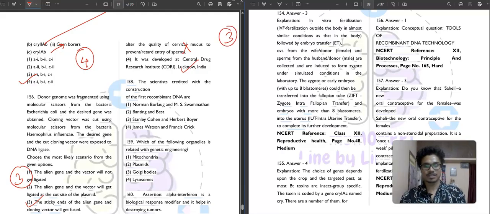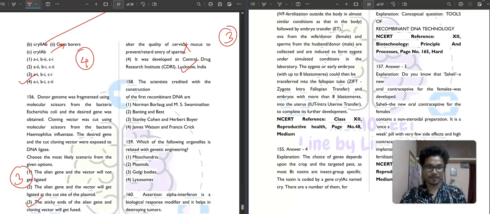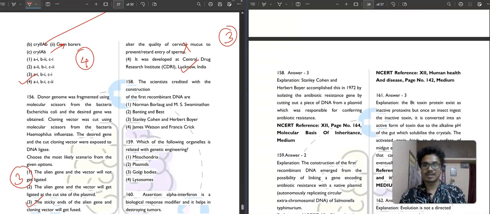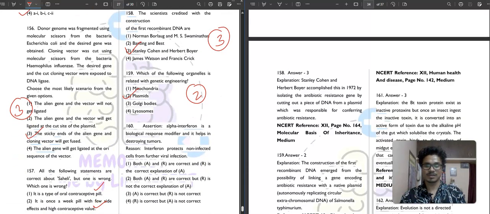Moving to the next question, that is question number 158. It is saying that the scientists credited with the construction of the first recombinant DNA are Norman Borlaug and M. S. Swaminathan, Banting and Best, Stanley Cohen and Herbert Boyer, and then James Watson and Francis Crick. So that is Stanley Cohen and Herbert Boyer, third option. Next question, which of the following organelles is related with genetic engineering? Plasmid, easy peasy. Second option. Mitochondria, plasmid, Golgi body, lysosome. Plasmid, extra chromosomal, extra nuclear material.